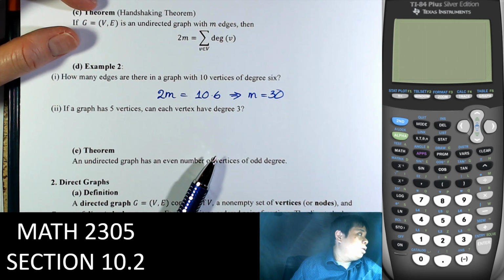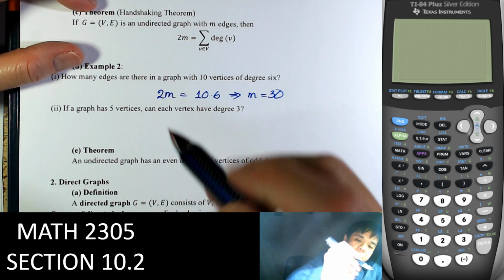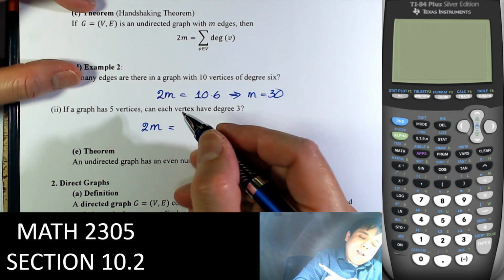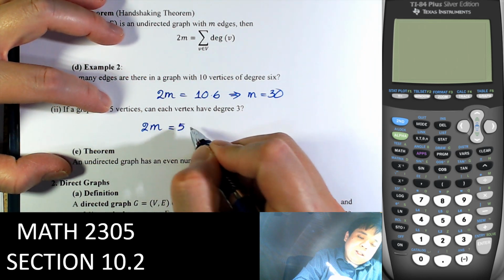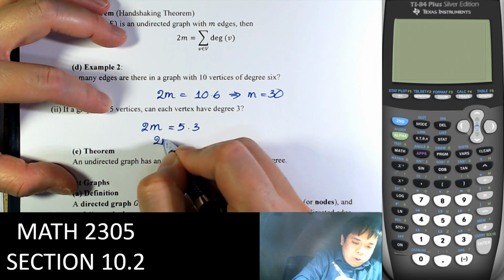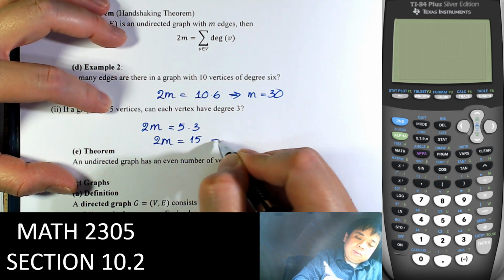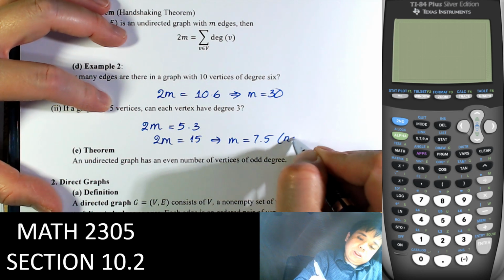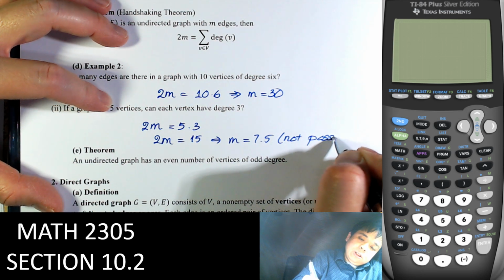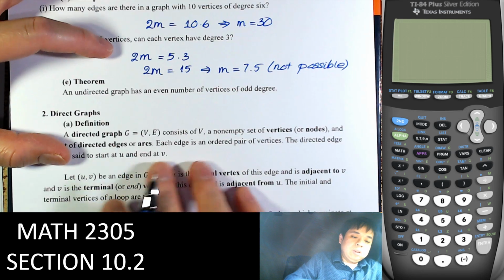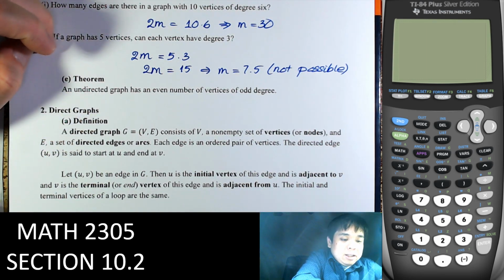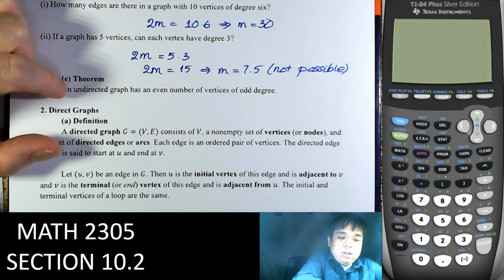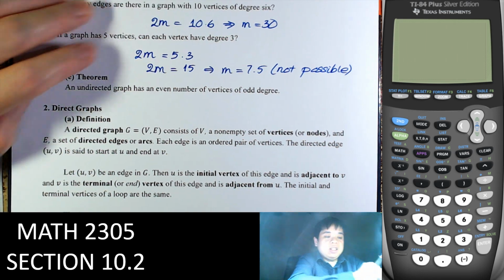And then we just apply it for the next one. 2 times the number of edges is equal to 5 vertices times degree of 3. So 2m equals 15, so m equals 7.5, which is not possible. Right. So an undirected graph has an even number of vertices of odd degree. That's just what comes from the previous example.